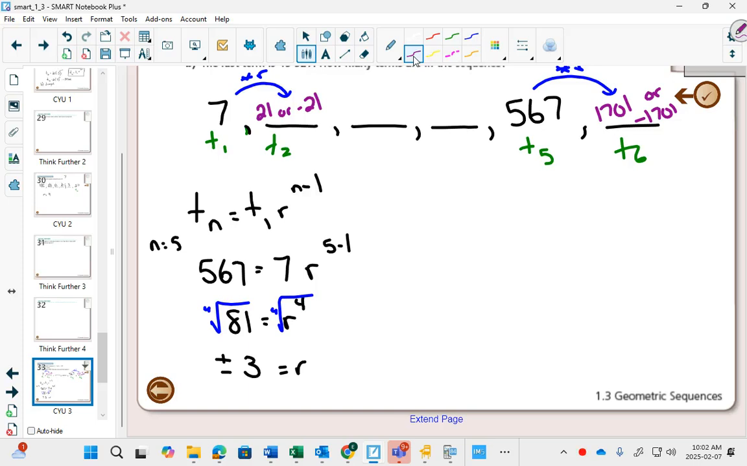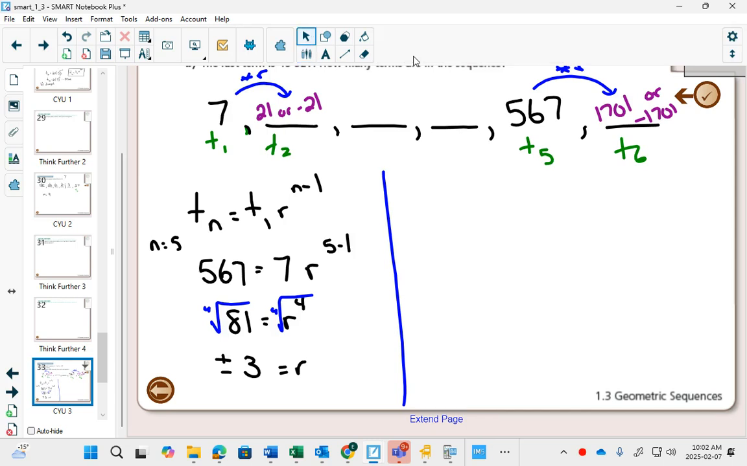Mathematically, if you just did 21 and 1701, that's a right answer, but it's not the complete answer. You do need to show both of them because the r value could be negative. Okay?